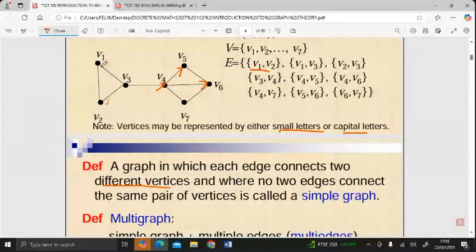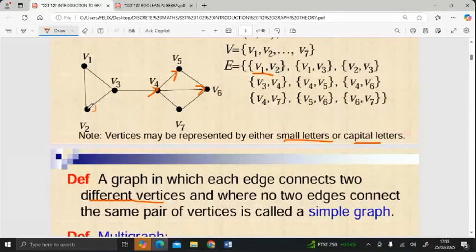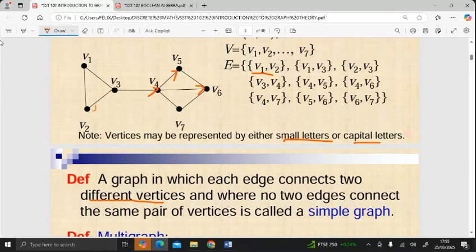And you notice in this case, I think this is important. These vertices, we could either use small letters or capital letters. Any can do. So don't get surprised in situations where you come across vertices that are presented by capital letters or small letters. Any can do, right?